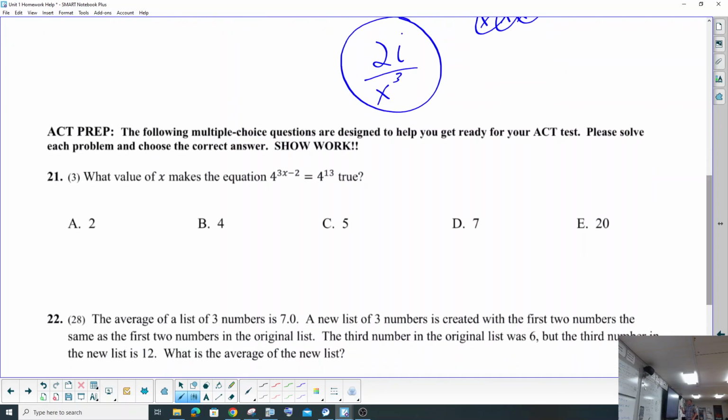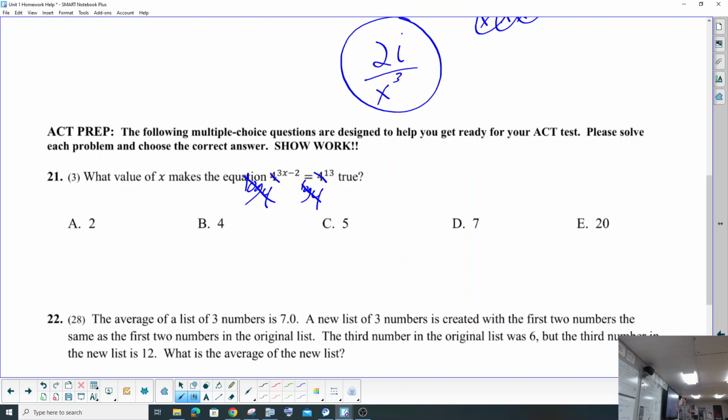Okay, last one. Last one, you guys. What value of x makes the equation true? So I taught this to you last year. How do we end the bases? So log base 4 gets rid of base 4. So the bases can basically cancel. If you have the same bases, they can cancel.